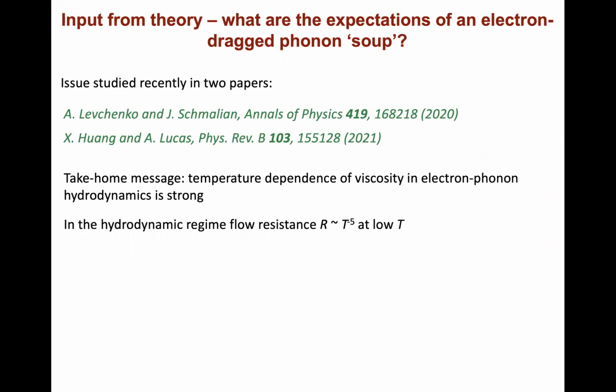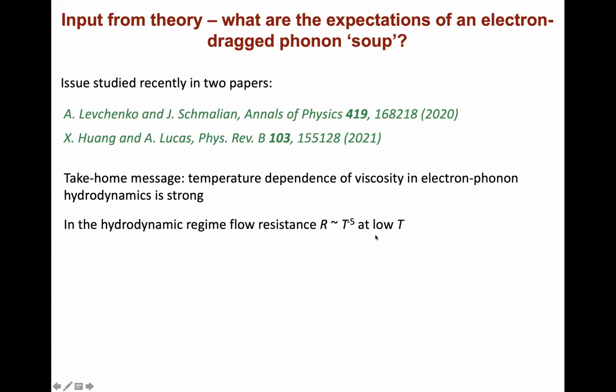And in some senses, the final nail in the coffin, as far as I'm concerned personally, came from theory, not experiment, because all of our hope was that the momentum conserving scattering in our dragged electron phonon soup was what was giving us that mean free path of 2 microns. And both Levchenko and Shmali, and Huang and Lucas went away and did careful analyses of the predicted temperature dependence of the viscosity, and therefore of the flow resistance that you would expect if that was the source of the momentum conserving scattering.